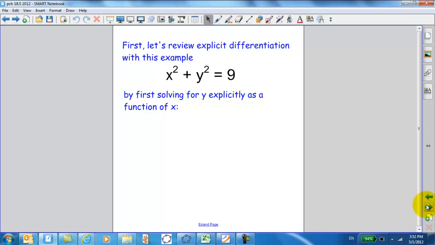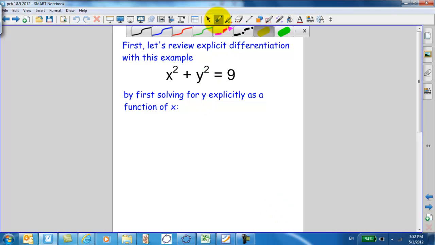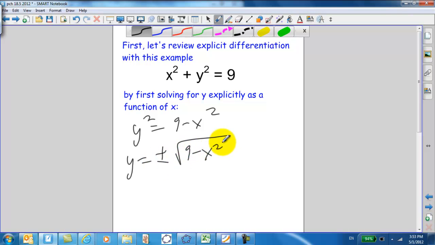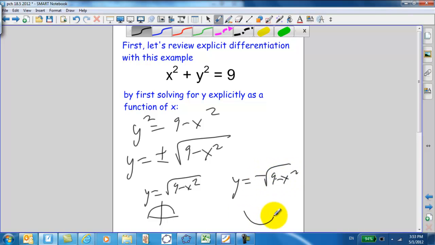Okay, first let's compare this with how we would have done it the old way. The old way was explicit differentiation. That is, we've got to get y as a function of x. So y squared equals 9 minus x squared. So y equals plus or minus the square root of 9 minus x squared. So that's the plus half. Remember, y equals the square root of 9 minus x squared is the top of the circle. And the opposite of the square root of 9 minus x squared, that's the bottom of the circle.